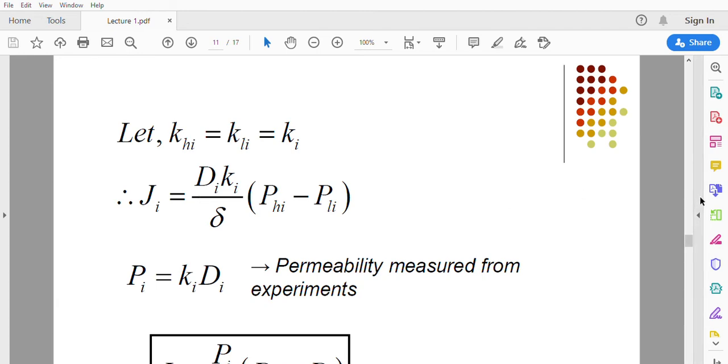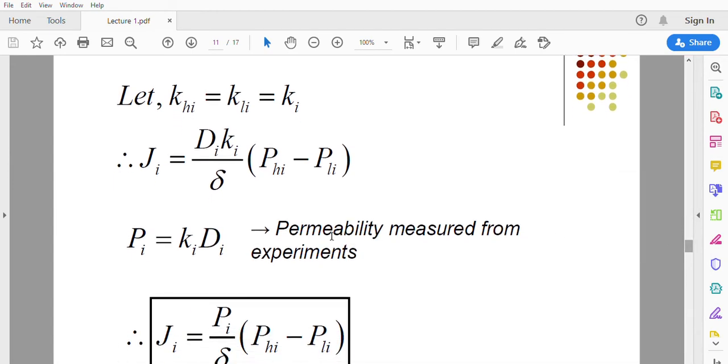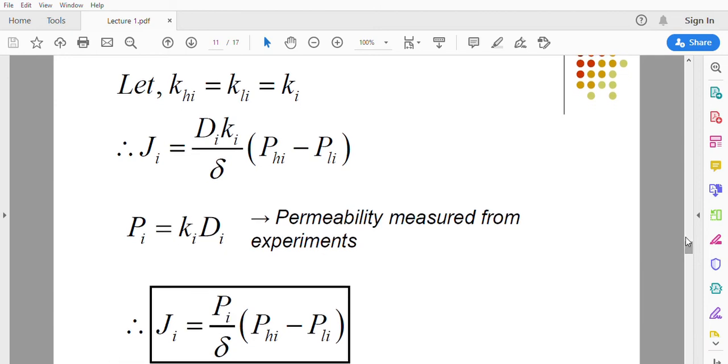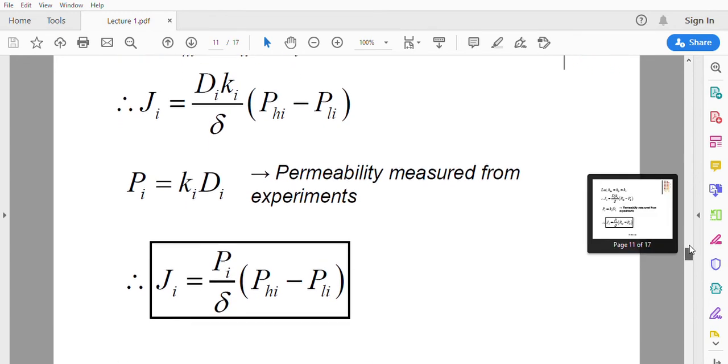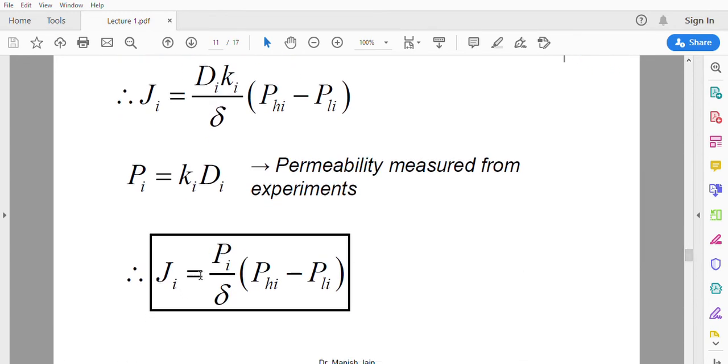Okay, so you can define the permeability as Ki multiplied by Di. This is the permeability measured from the experiment. If you do the experiment at different partial pressure differences, you will get a different flux. For a given membrane, you know the thickness of the membrane, so you can calculate the permeability across the membrane. So this is the final equation: Ji, the flux, equal to Pi by delta times Phi minus PLI.